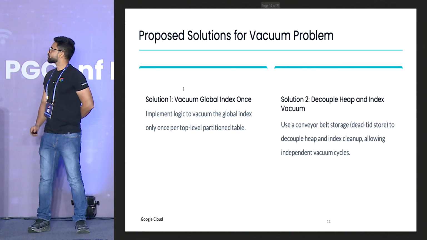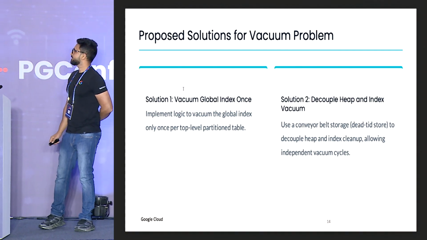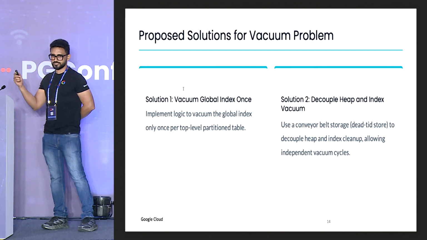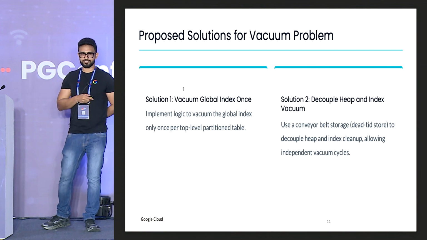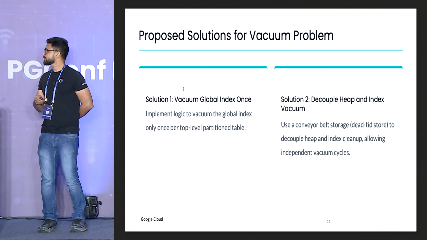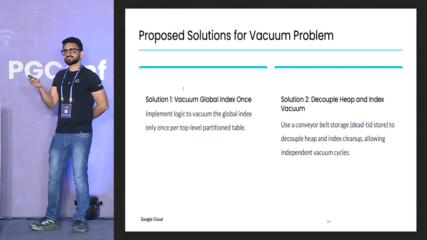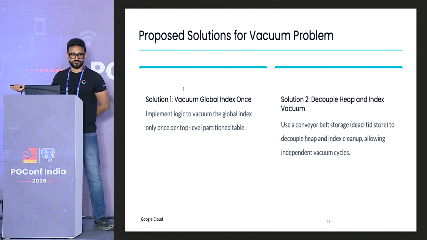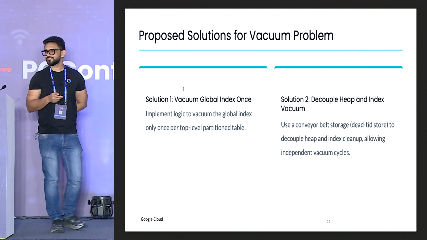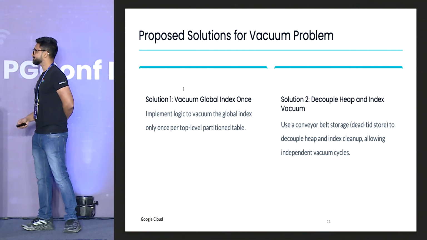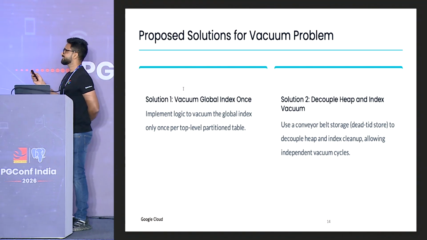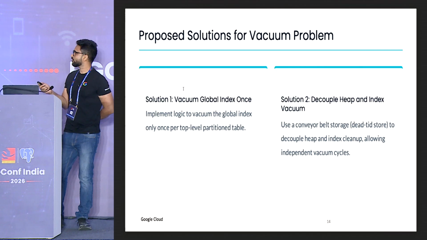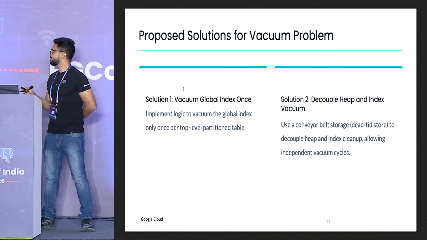These are a couple of solutions we have discussed in the community, and we are still choosing which solution we should select in the first version. One very obvious solution, anybody will ask: why are you vacuuming the global index 1,000 times, just vacuum it once. Yes, that's the solution, very simple: we need to vacuum the global index only once. Although it is not as simple as we can say, we'll discuss the details and what problems there are in vacuuming the global index only once.